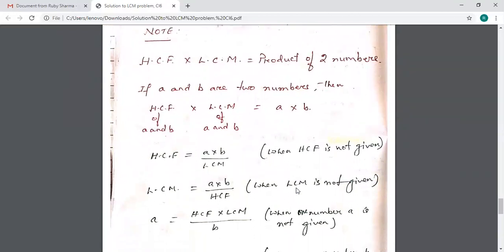So this is just the derivation from there. HCF into LCM is the product of 2 numbers. That means if A and B are 2 numbers, and if you find HCF and LCM, you will observe that HCF into LCM is equal to A into B. So from here, if any one of them is not given and the other three are given, we can find it out using this formula, okay?